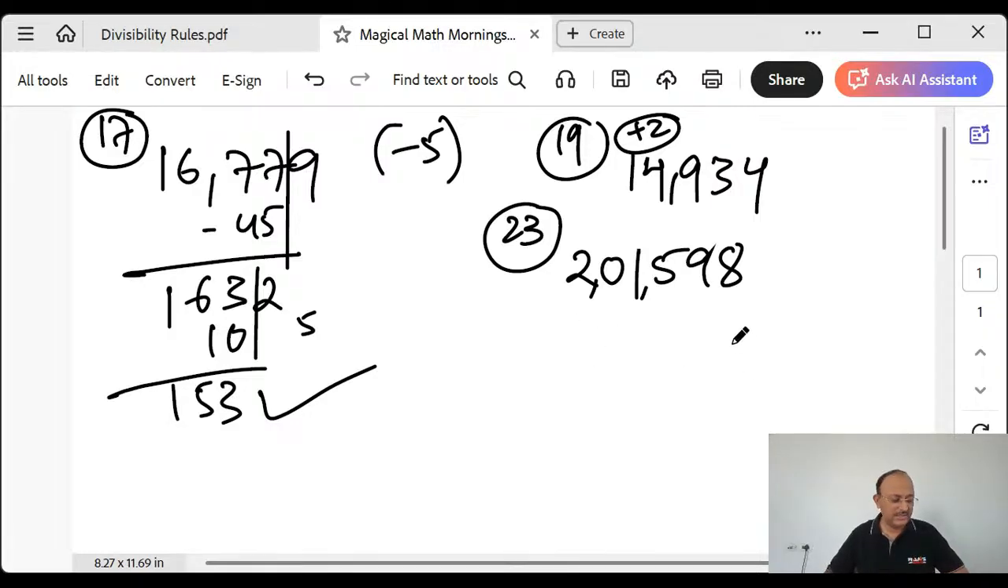The rule for 23 is plus 7. Correct? Just last digit multiply by 7, keep adding. In just 3 steps or maximum 4 steps, you are going to get the answer. And it's definitely going to take around 5 to 8 seconds. But still, it is worth it than dividing with 23. When you divide by 23, it's going to take a lot of time. Even if you're good in tables, you're going to spend sufficient time.